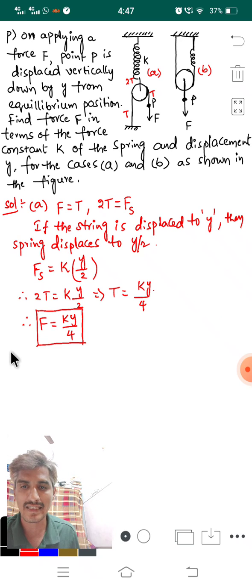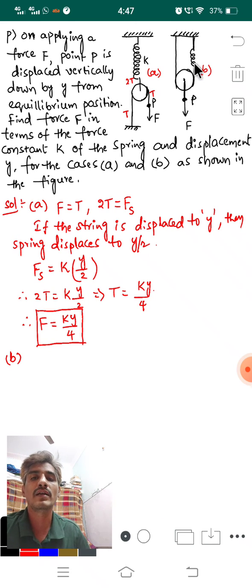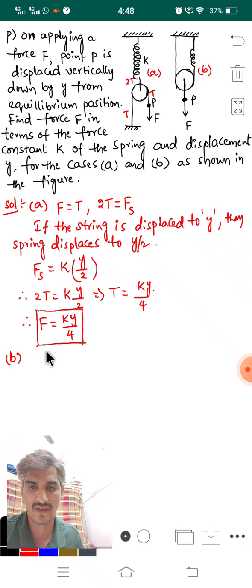Then let us see the second case. In this second case, suppose this point P is moving to a distance of y, then similarly, this is quite opposite to that of the first case. If P moves to a distance of y, then the spring will be elongated to a distance of 2y. Yes or no? Same thing we have discussed here, but we are discussing it in reverse, right?